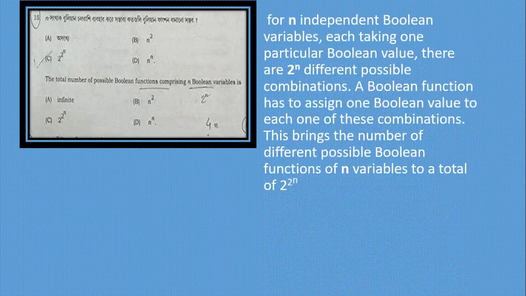The total number of possible boolean functions comprising n boolean variables is 2 to the power n, because first 2 to the power n different combinations are possible, then these possible combinations are used to get the boolean function, that's 2 to the power 2 to the power n. So right answer is option C.